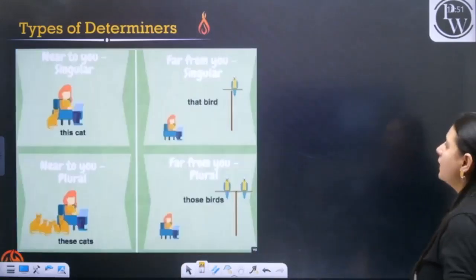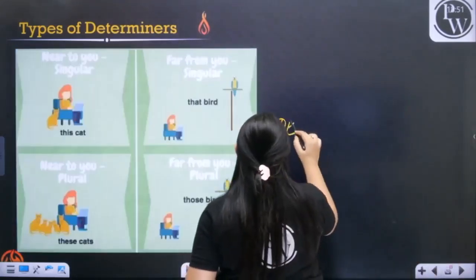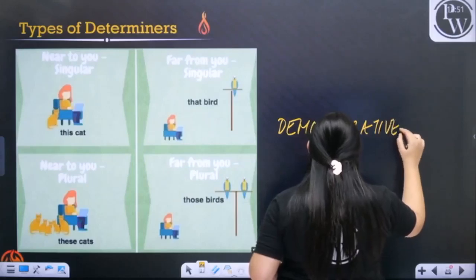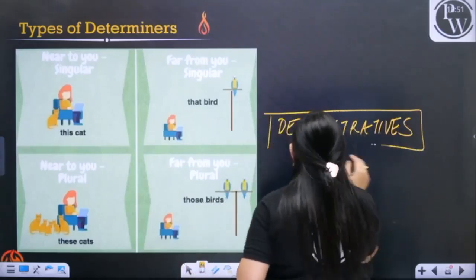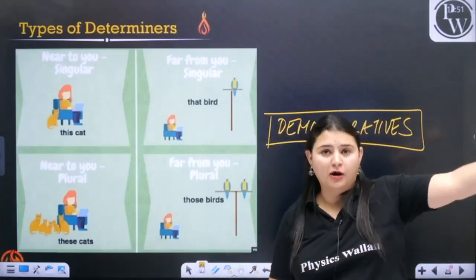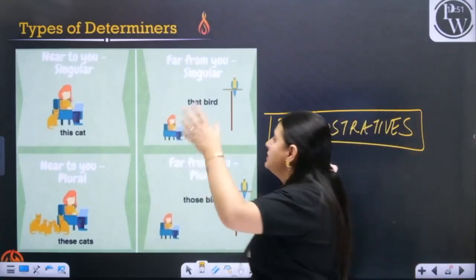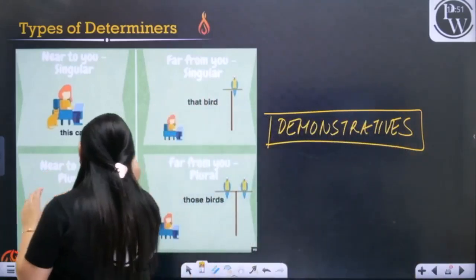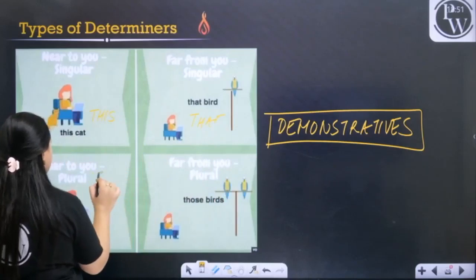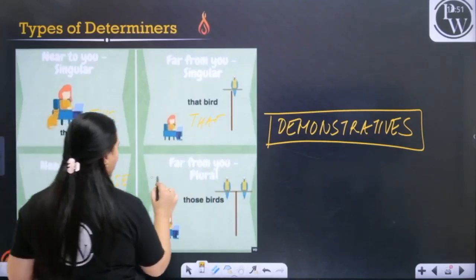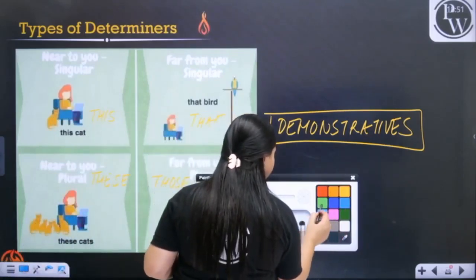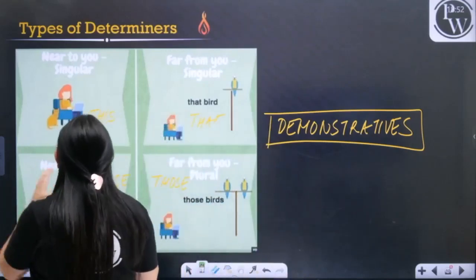Okay, now let's move further. Here we are talking about demonstratives. Demonstratives, what do you mean by demonstrative? Demonstrative is a word that is derived from demonstration. To demonstrate, to basically refer, to point out. Now, this, that, these, those.